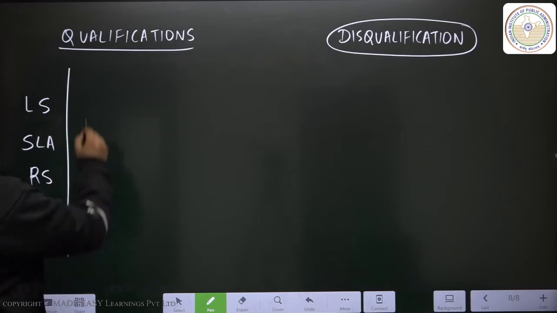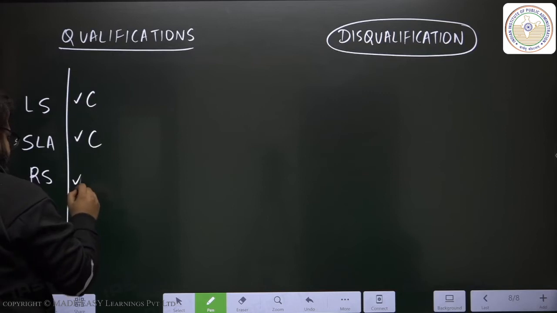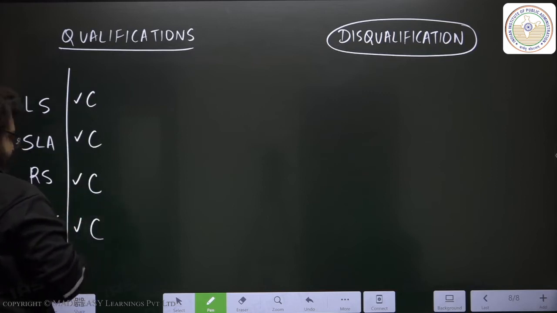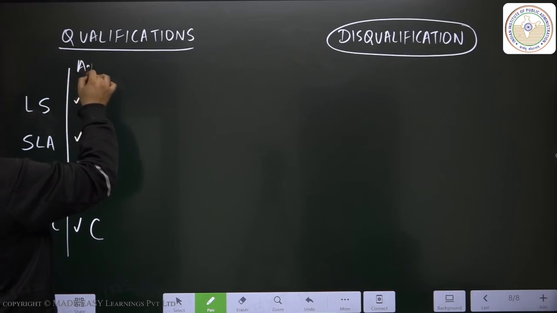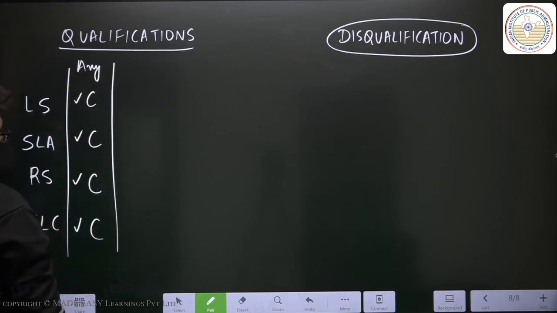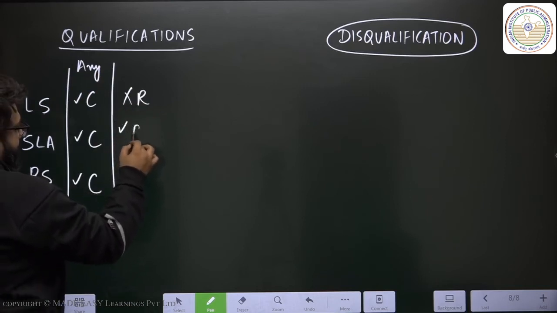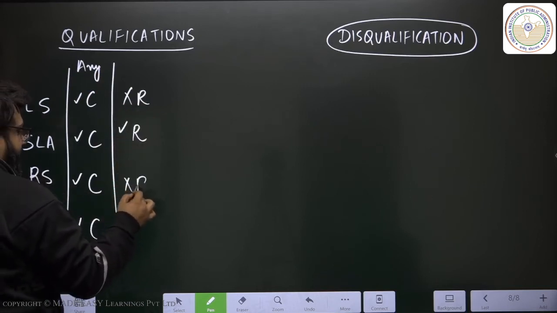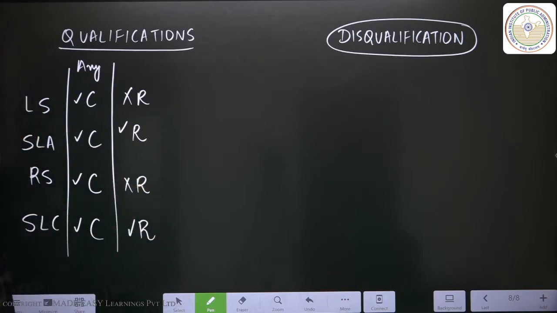What do we understand? First, you have to be a citizen. Okay, simple. Any form of citizen is fine. Second, no residency requirement.